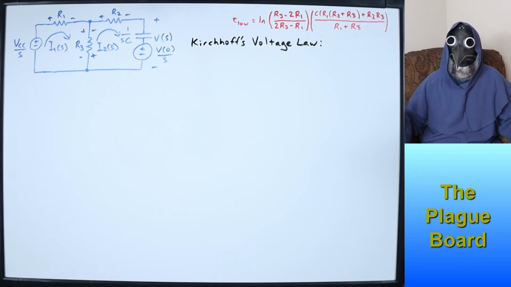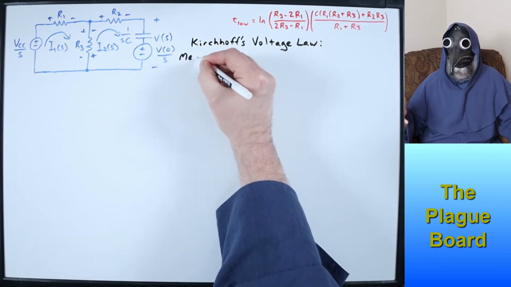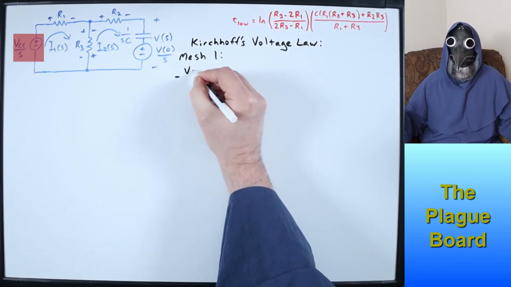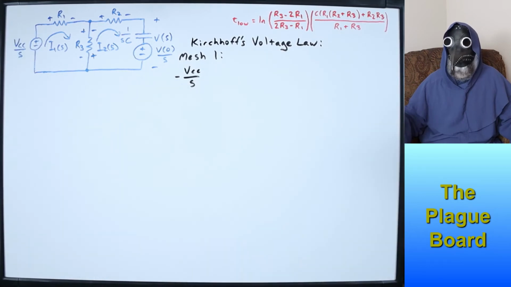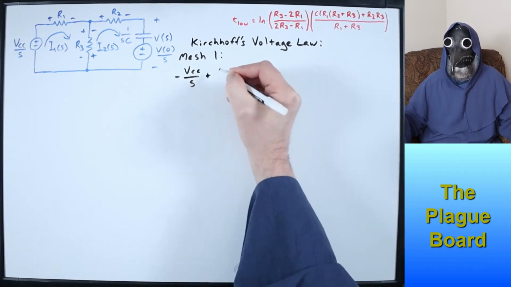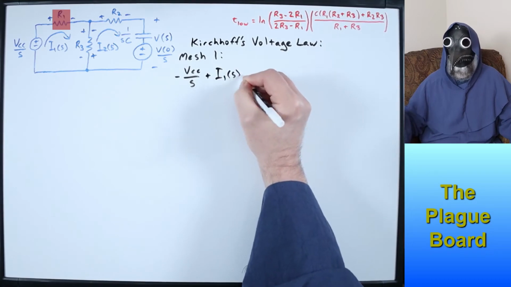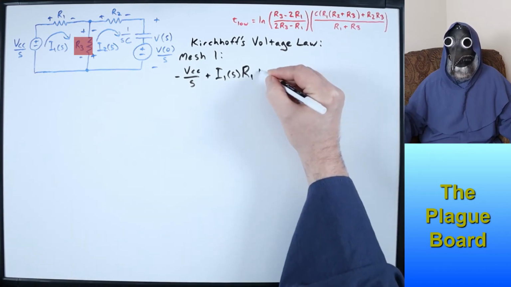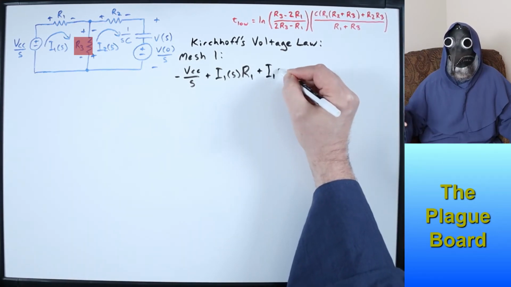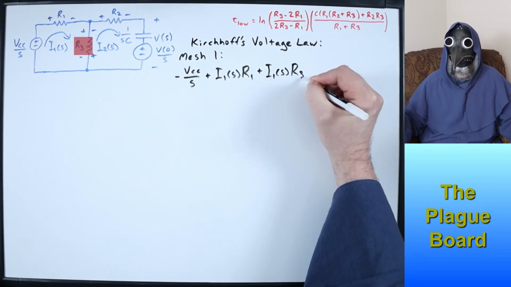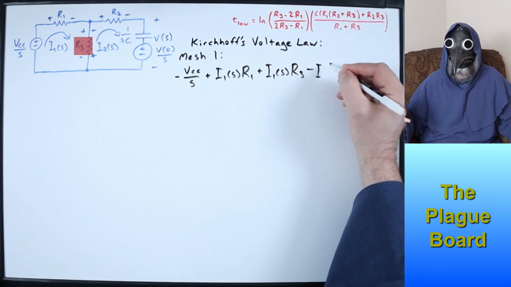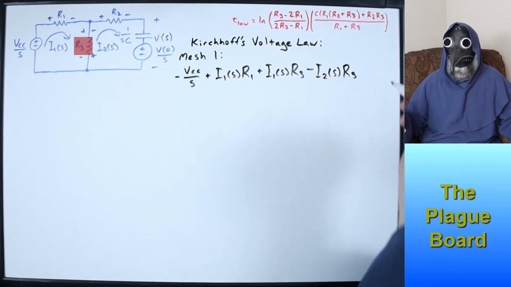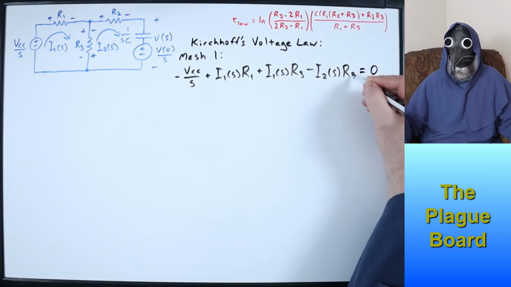Now, using Kirchhoff's voltage law, I'll write an equation for the first mesh with I1 of S. The voltage across the source will be negative VCC over S. Voltage across the resistor is current times the resistance, so for R1 it is I1 of S times R1. The voltage across R3 will require both I1 and I2, so we'll add I1 of S times R3, and since I2 travels through R3 in the opposite direction, we'll subtract I2 of S times R3. Then we'll set this all equal to 0.